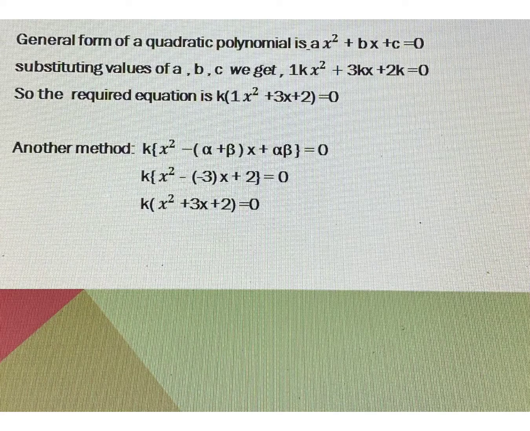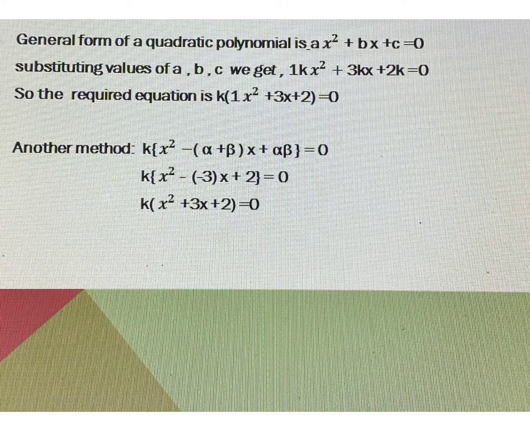Now consider the general form of a quadratic polynomial, that is ax square plus bx plus c. Now we will substitute the values of a, b and c which we got in terms of k in this equation. So we will get 1kx square, that is kx square plus 3kx plus 2k is equal to 0. Here you can see that k is common in all the three terms. So we will take out k as common and we will get k into 1x square plus 3x plus 2 is equal to 0, which is our required quadratic equation.